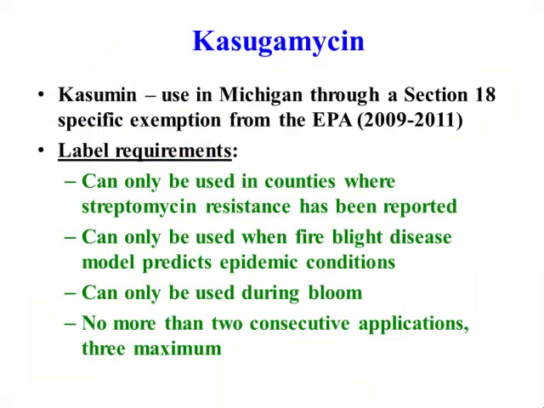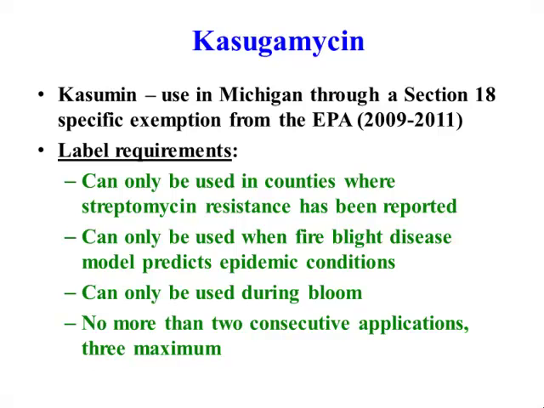Now, one thing I forgot to mention at the beginning, which I should have mentioned, is that the use of antibiotics in plant agriculture is regulated by the EPA. And kasugamycin, or the compound Kasumin, has been used in Michigan. The EPA has granted what's called a Section 18 specific exemption. And so what that is, it's an allowance for the use of kasugamycin in Michigan only in counties where we've detected streptomycin-resistant Erwinia amylovora. So it can only be used where we know we have resistance.